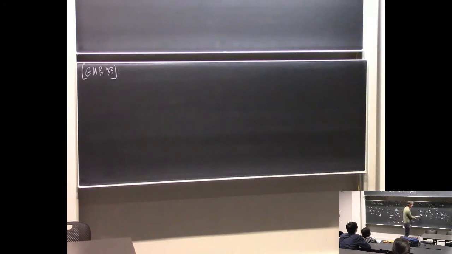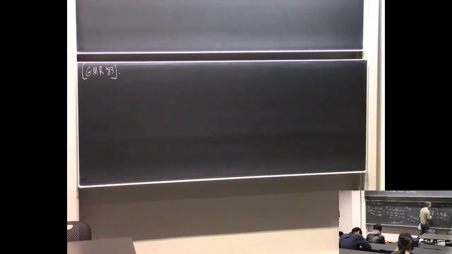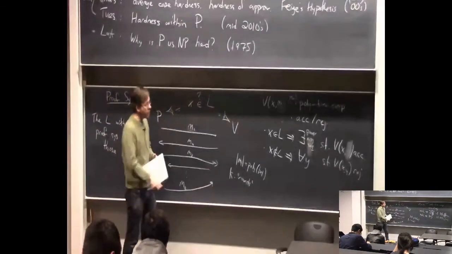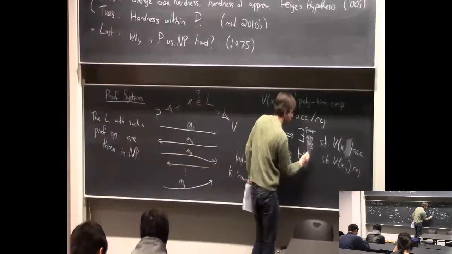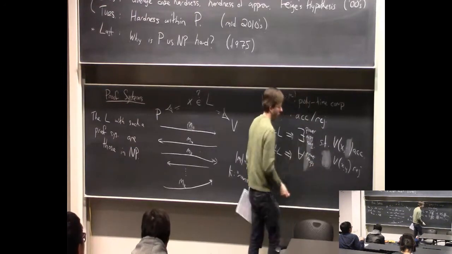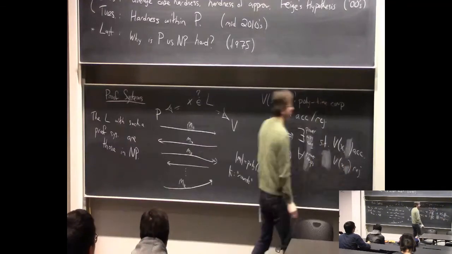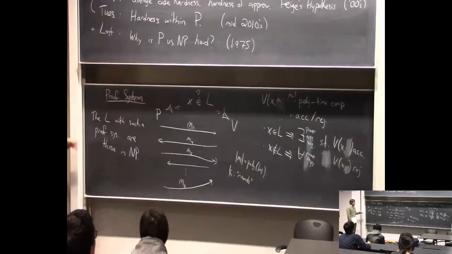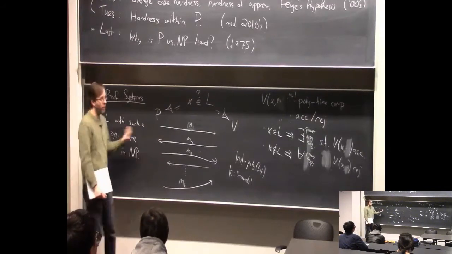Then we'll have the same kind of conditions. If x is in the language, there should be some prover message sequence, some way for the prover to send back responses, such that the verifier will accept in the end. And when x is not in the language, it should be that for all prover responses to the questions, the verifier should reject. So this kind of proof system would model a proof system where the prover and the verifier are allowed to interact.